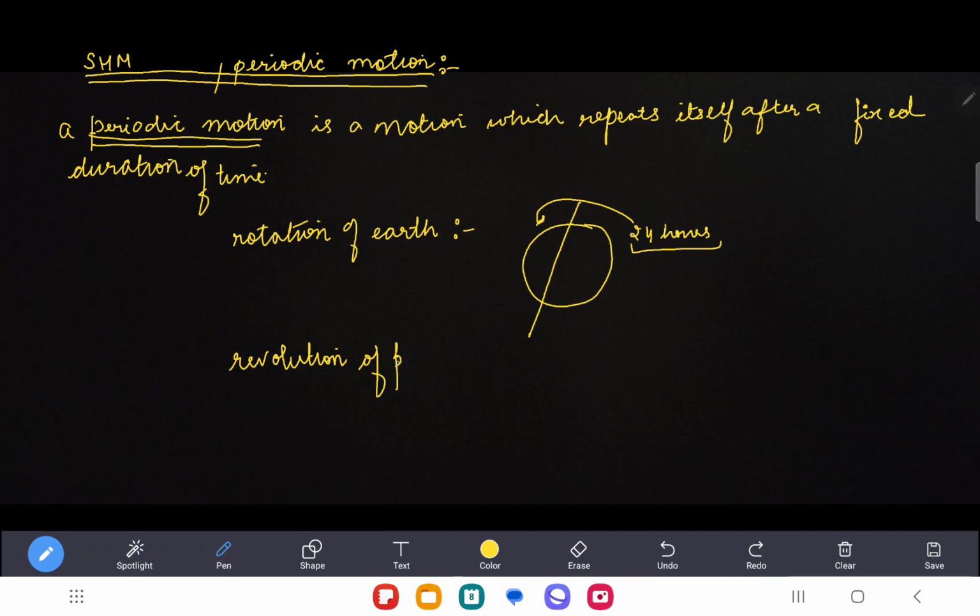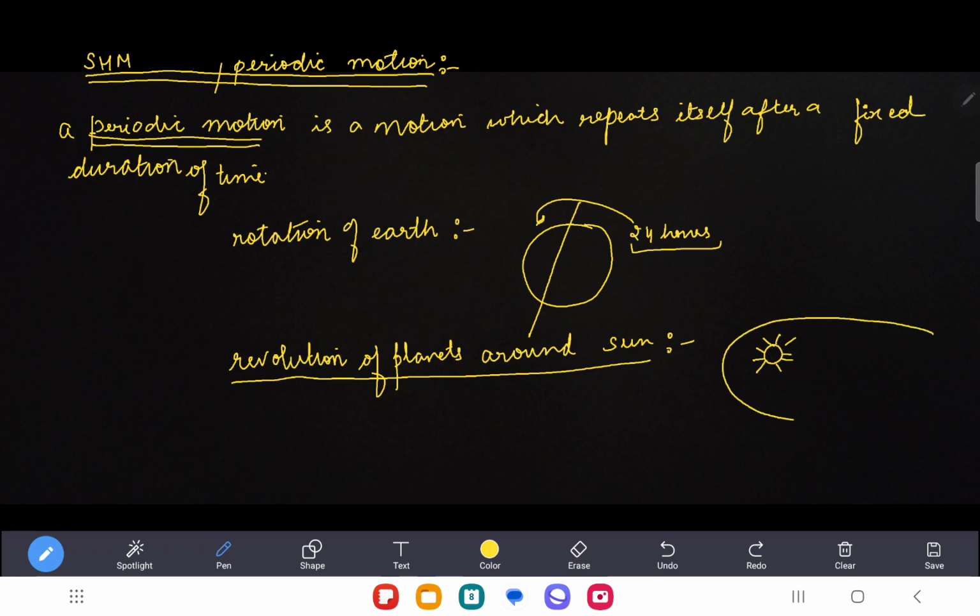Revolution of planets around the sun. So, basically, revolution of planets around the sun would be what? Would be the periodic motion. Like, for example, this is the sun, and all the planets are revolving around it.